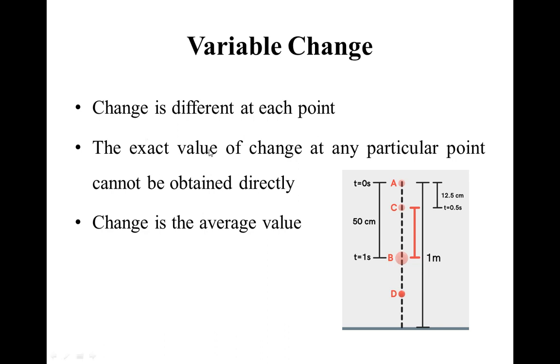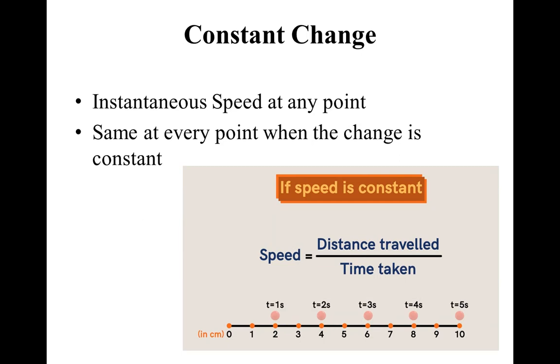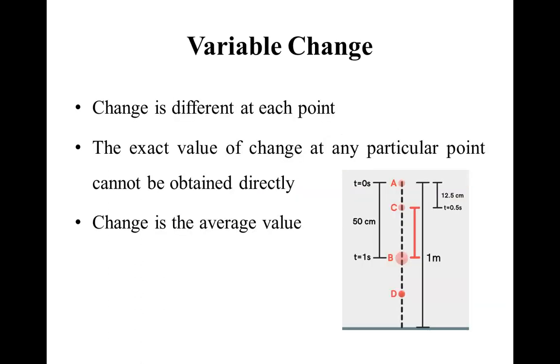When you want to find the exact change value, how much the change was on the whole, you have to go for the average value in the case of the variable change. For the constant change, it is the same. For 1 second, the speed will be 5. For 4 seconds, the speed will be 5. For 3 seconds, the speed will be 5. So the change value is 5, 5, 5, 5 at each time, and you can just go for the same value as such. In the variable case, you have to go for the average speed value.